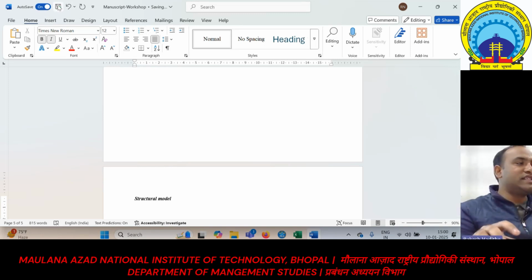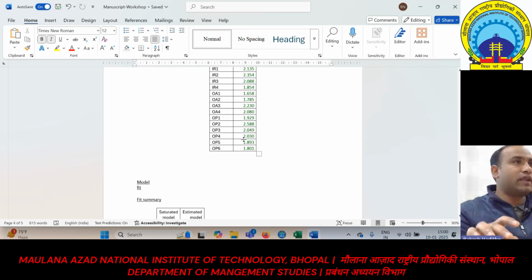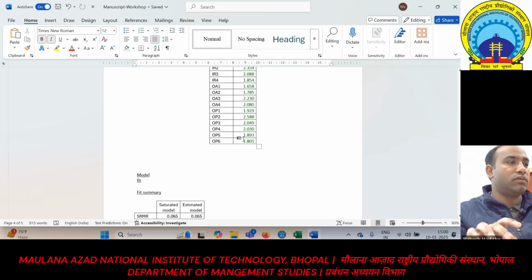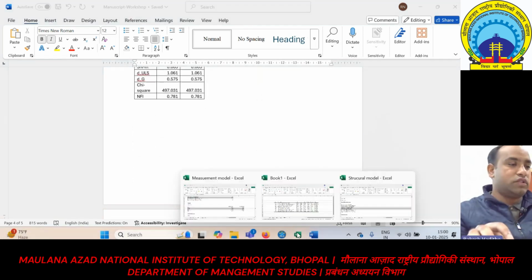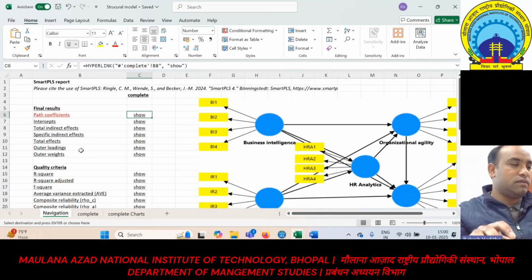Up to this, the structural model is completed. Do you want the mediating analysis? How to interpret the table of the mediating one? Yes. Then go to this report, the structural model report, in the navigation. Here, specific indirect effects.